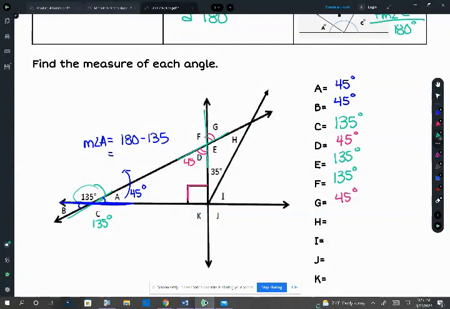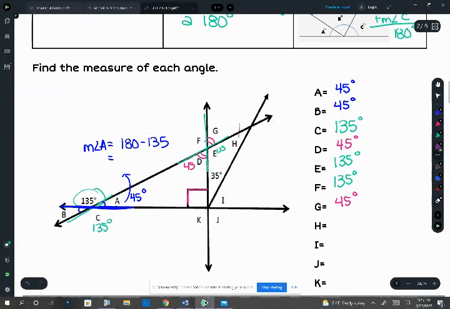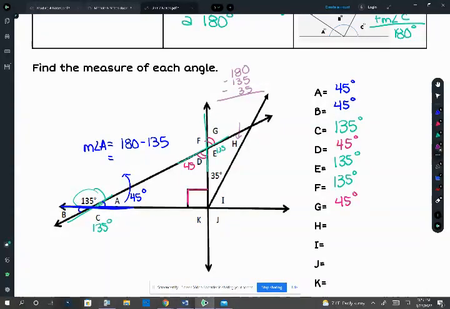And so if angle E is 135, let's write that in. So if this is 135, then we know that angle H, because this is now a triangle, this angle right here has to be 180 minus 135 minus 35, because all three angles of a triangle have to add up to be 180 degrees. So as we look at that, we know that angle H has to be 10 degrees because that's 180 minus 170.